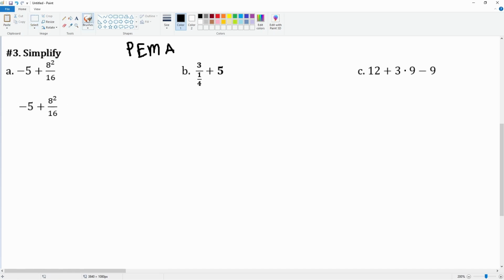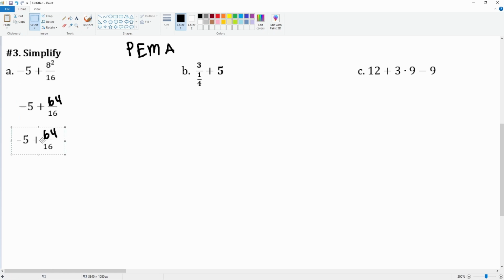Okay, there's no parentheses, so we move to exponents. We have the 8 squared. Please understand that 8 squared is really 8 times 8. What is 8 times 8? That is 64. Once we have that, we can go to the next step.